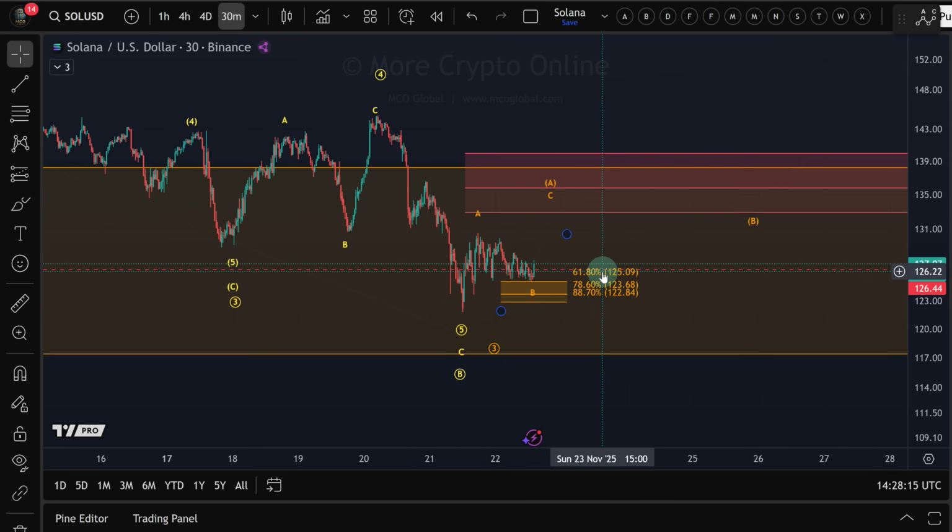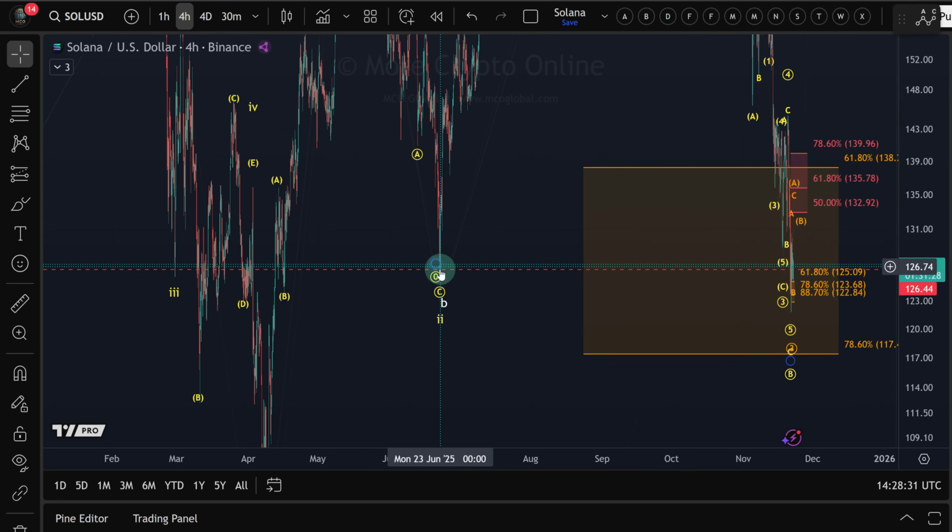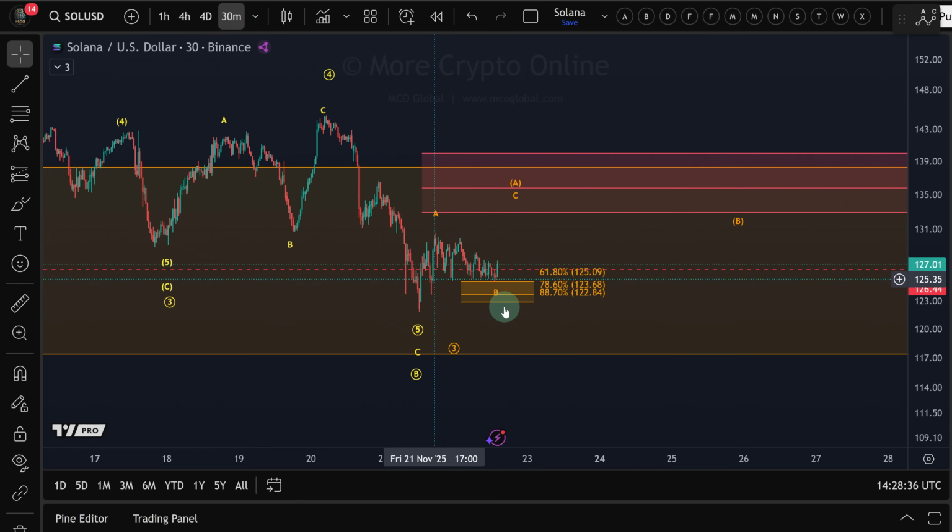This support zone is currently being tested. It's between $118 and $139 or $138. So we are in this larger support zone. There's also an additional level around $126, which is the June low, and we're currently testing this swing low. So there is a small reaction, and in this area we expected at least a bit of a reaction.